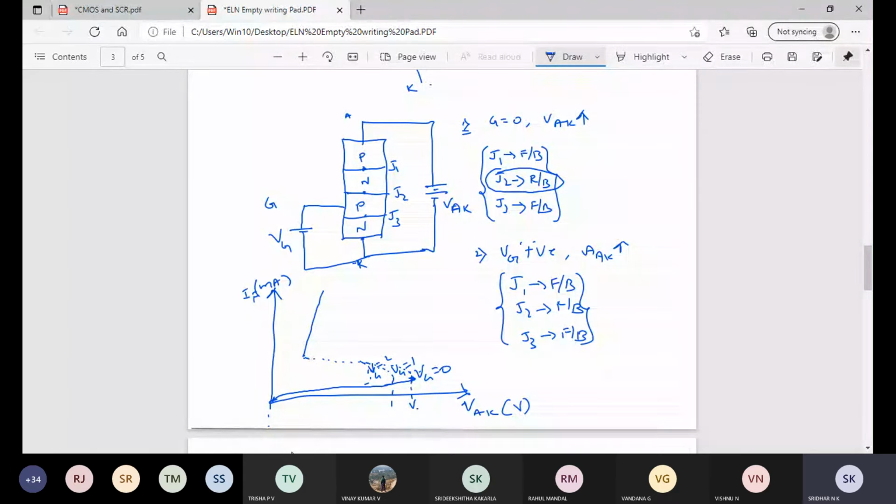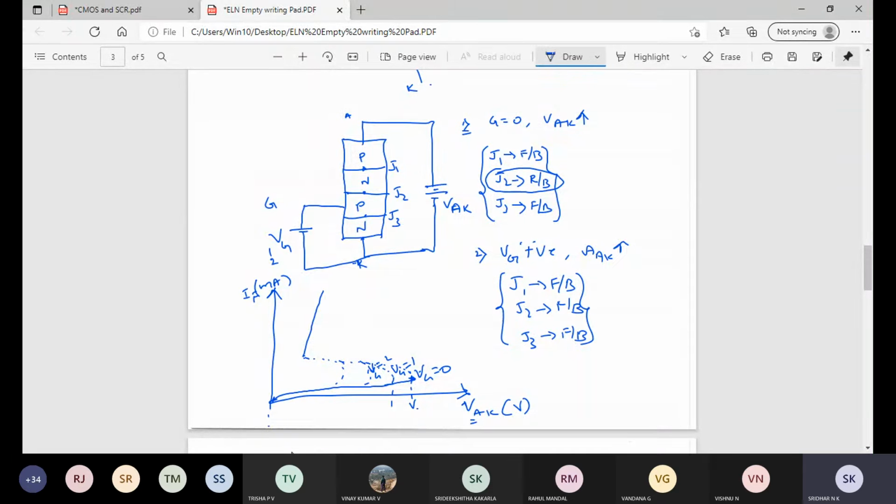For Vg equal to 0, the SCR will trigger at a higher VAK value. If I increase Vg in steps, say for example 1 volt, the triggering will happen at a lesser VAK value. If I increase further, that is 2 volts, the triggering will again occur at a lesser VAK value. So it goes on. As you increase the gate voltage, the triggering also happens at a lesser VAK value. So this is the operation of this SCR.